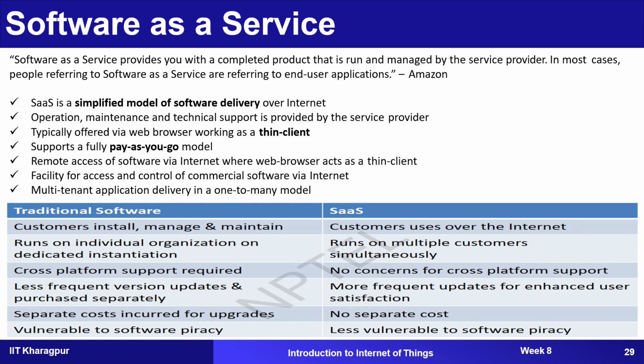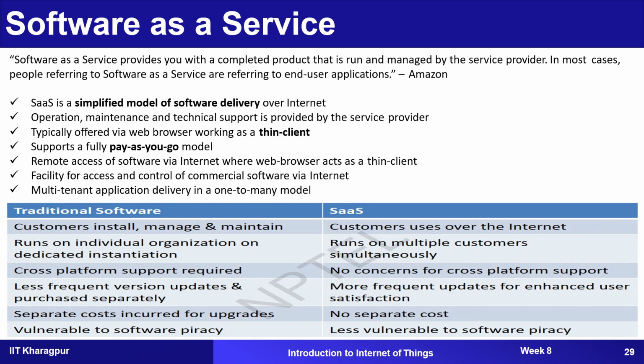In case of software as a service, it is a simplified model of software delivery over network. Operation, maintenance and technical support is provided by the service provider in case of your software as a service. It is typically offered by web browser working as a thin client. It supports fully pay as you go model. So basically whatever you will use, you have to pay for that. Remote access of software by internet where web browser act as a thin client. Then a facility for access and control of commercial software by internet is there. Then multi-tenant application delivery in one-to-many model is there.